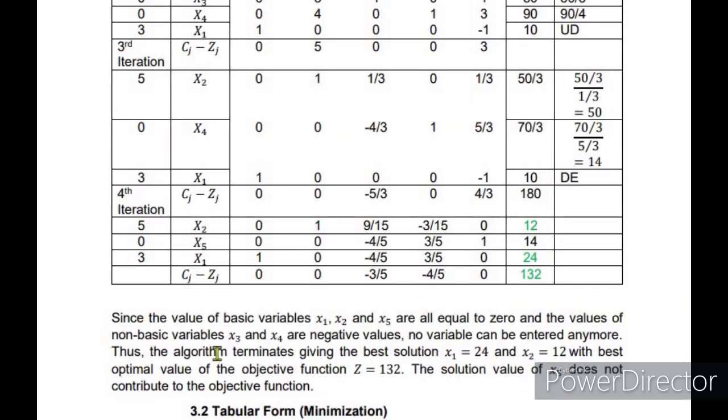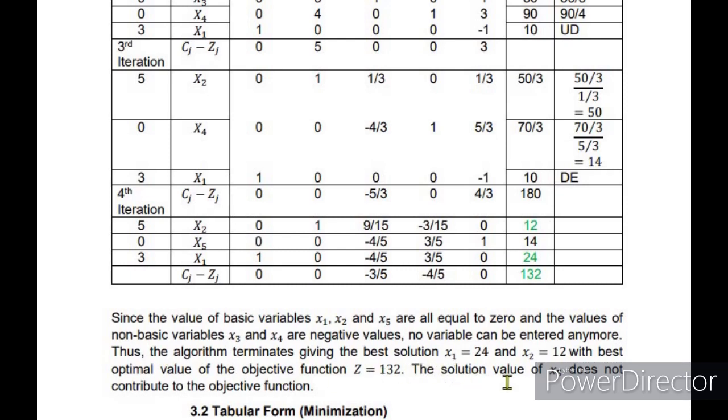So the basic variables are x sub 1, x sub 2, and x sub 5, and the values of Cj minus Zj under the columns of x sub 1, x sub 2, and x sub 5 are equal to 0. The values of the non-basic variables, under the columns x sub 3 and x sub 4, are negative values, so no variable can be entered anymore. Thus, the algorithm terminates, giving the best solution.